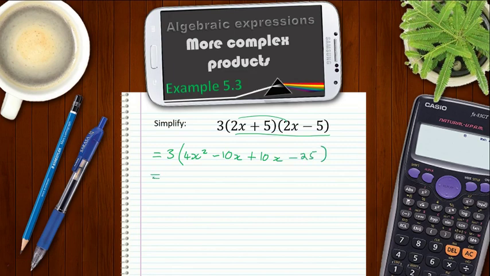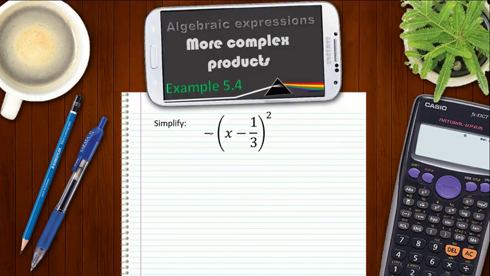Alright, so like terms, we've got this 4x squared here. Minus 10 plus 10 adds up to 0. And then we write the negative 25. And now we can multiply in the 3. So this gives me 12x squared minus 75.